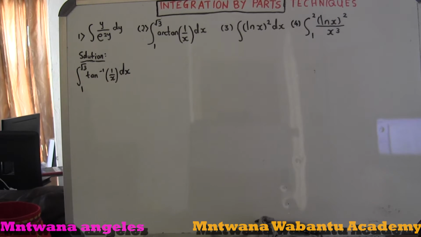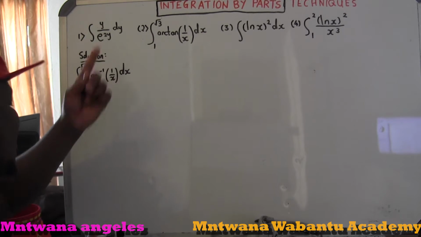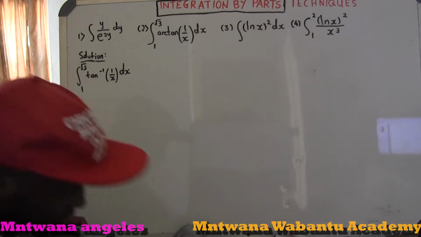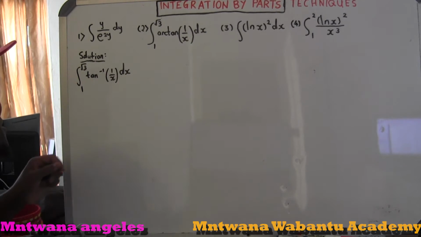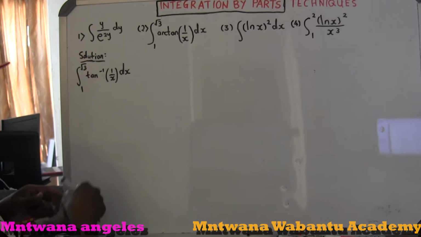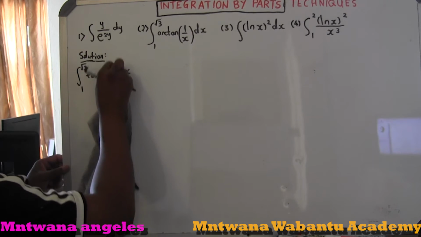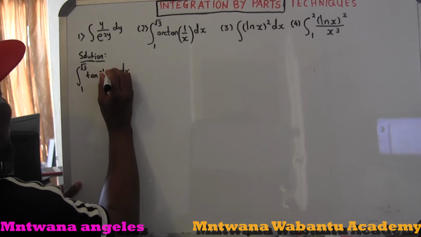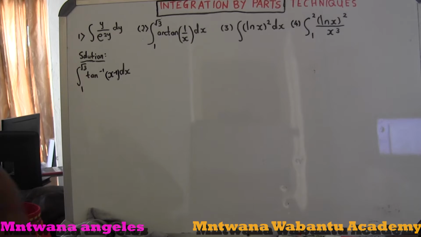And also I can reciprocate. When you say 1 over x, it's like x to the negative 1. Why do I do that? Because it's going to help me simplify easily. So 1 over x is, when we reciprocate, x to the negative 1. Okay, so now let's get started.